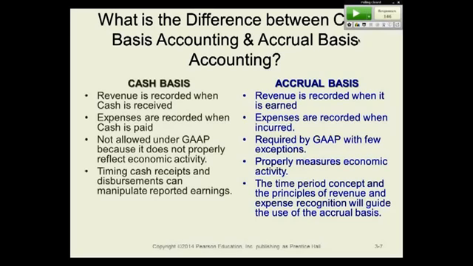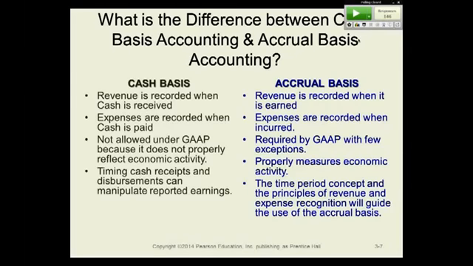There are a couple of exceptions that you'll see somewhere in practice, but for our purposes, it's the accrual basis. It will measure economic activity, and that's why we have to use it. We're going to look at three concepts in just a minute: the time period concept, the revenue recognition concept, and the expense recognition concept. And those three will be the way we guide revenue and expense recognition.